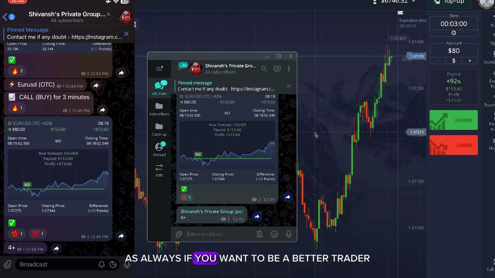As I always say, if you want to be a better trader, you need to learn about price action. If you learn about price action, only then can you be a profitable trader.